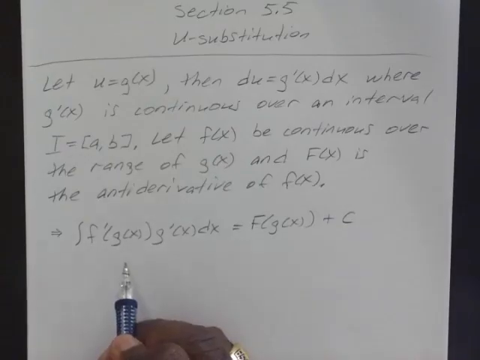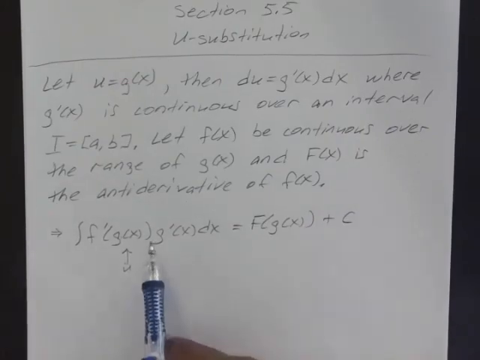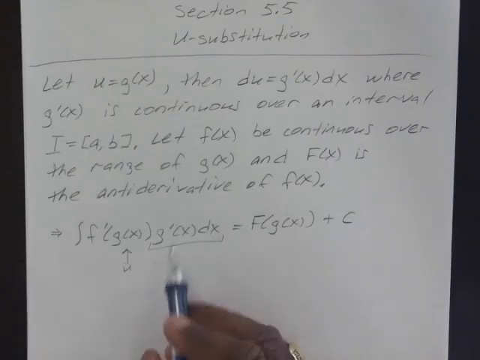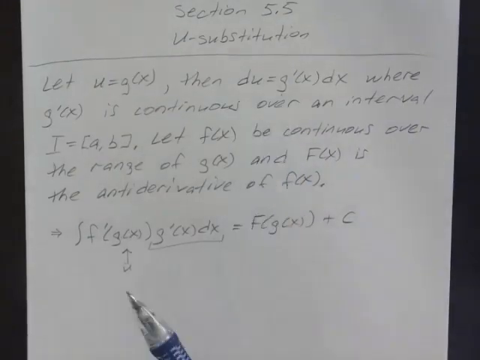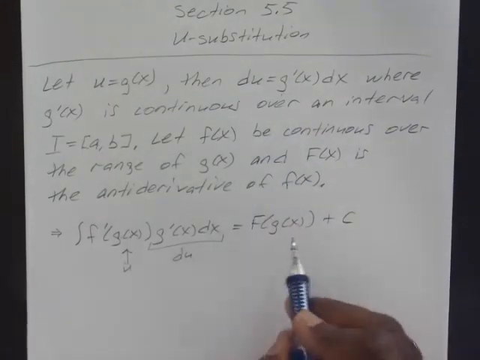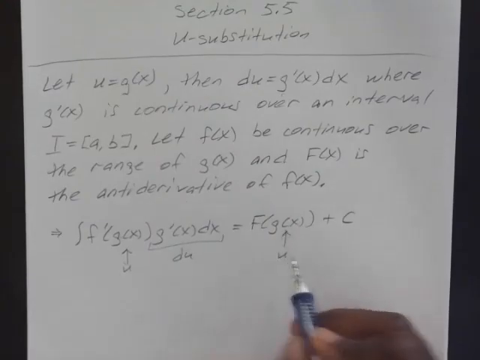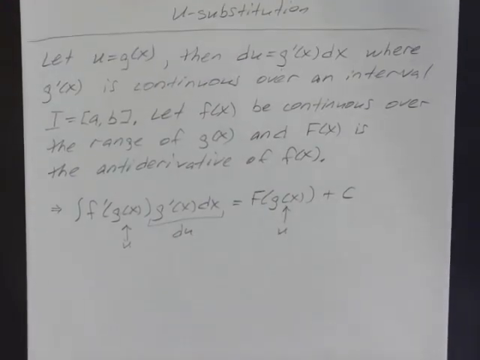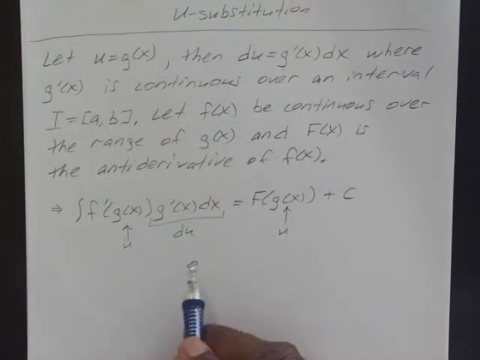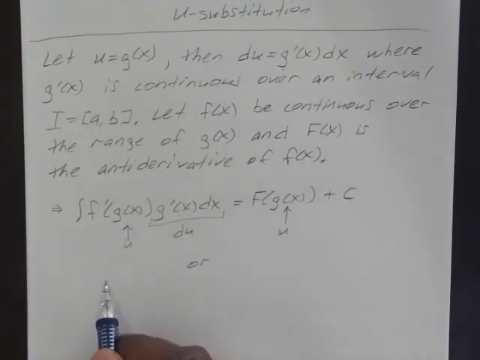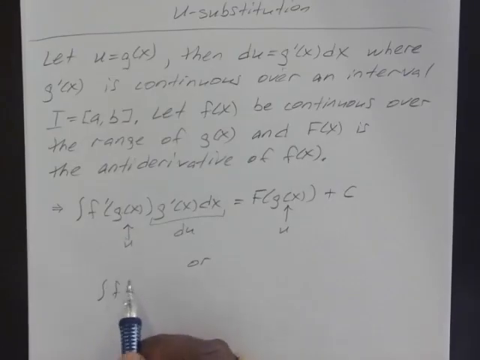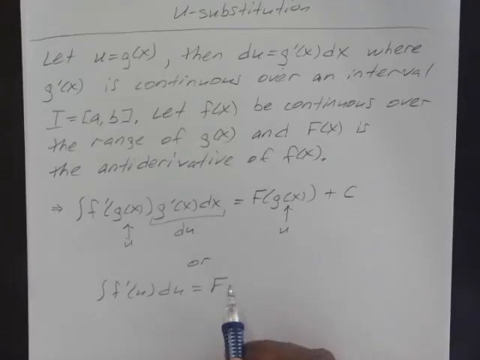Okay, but a simpler way to write it is, remember that g of x, we let that equal some variable u, and g prime of x dx, that's equal to our du. So this g of x, we can also change it to u. So if we wanted to, we could rewrite it as the integral of f of u du is equal to the antiderivative of u plus c.